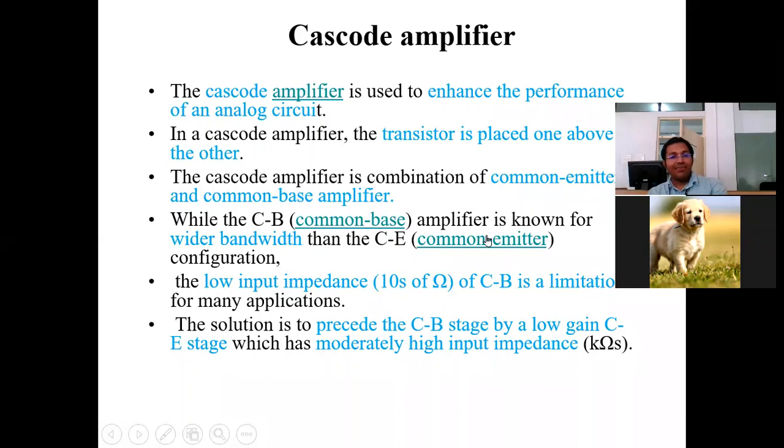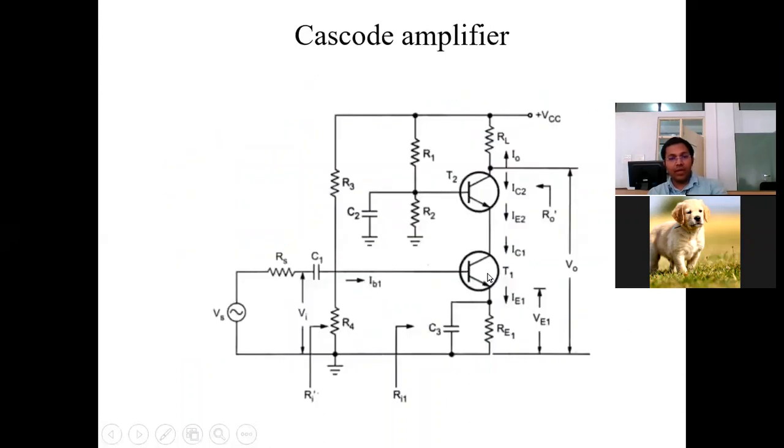So we have two transistors, one in common base, another in common emitter configuration. Common emitter, common base configuration. Why do we have these resistors? Can anybody answer? R1, R2, R3, R4, RE. Why do we have these resistors?